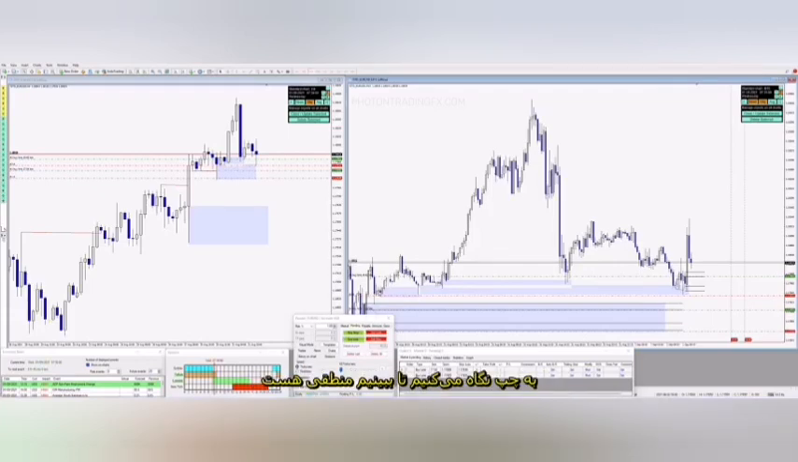We look left, doesn't make sense. Yes, there's a series of mitigations here on the M15. We've had an aggressive move away. We had a bullish change of character. We also took out multiple levels of supply, right? This supply level failed, this supply level failed. So that's a pretty good indication, a lot of momentum.